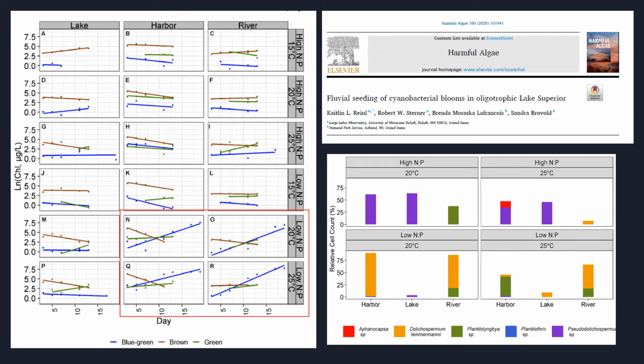Those samples were collected and brought back to the lab and exposed to high N:P and low N:P nutrient conditions, as well as 15, 20, and 25 degrees Celsius. And what we found is that cyanobacterial growth did not occur under any of the conditions from samples that were collected from Lake Superior, but did grow in samples that were collected from the harbor and the river, particularly in low nitrogen to phosphorus conditions and higher temperatures, 20 and 25 degrees Celsius. The ID results confirmed what we saw and confirmed that in particular the species that we see in Lake Superior, Dolichospermum lemmermannii, was growing from those samples.